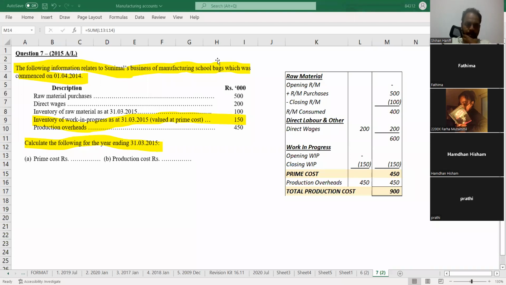Once again, we are preparing this for one year, annual. Starting date is 1st of April 2014. Year end is 31st March 2015. So that is closing. 2015 March is closing. 1st of April 2014 is beginning.